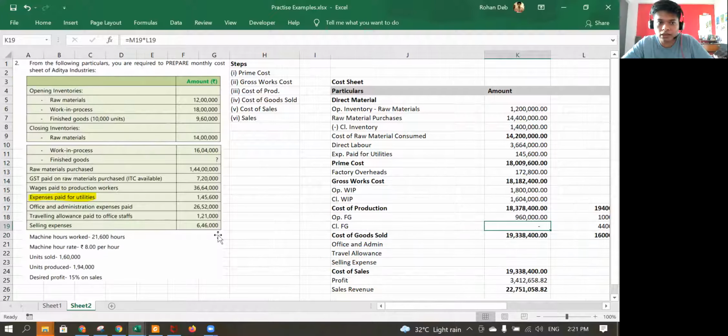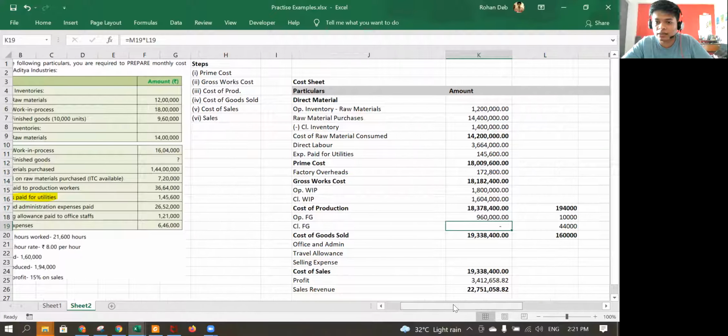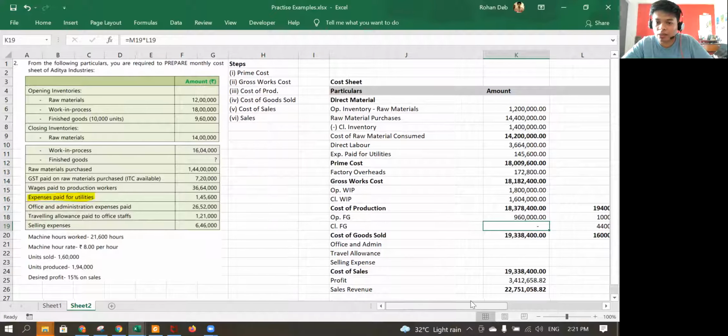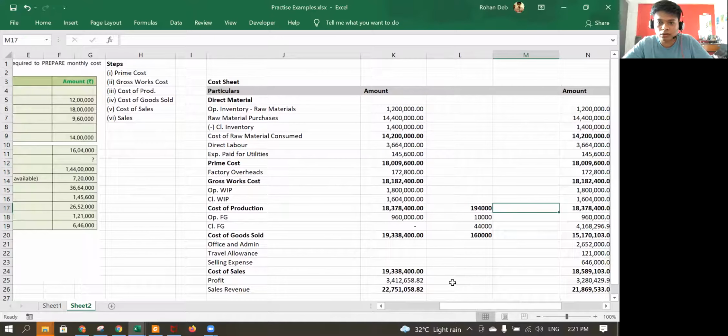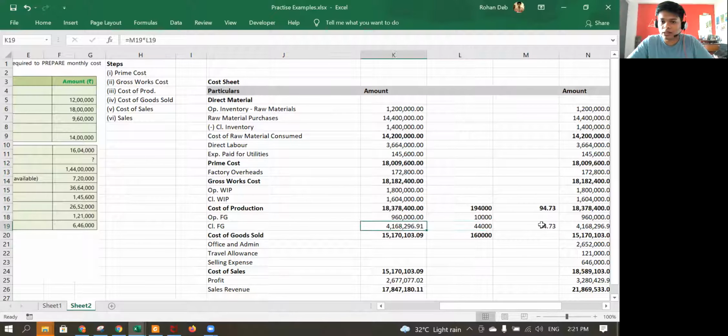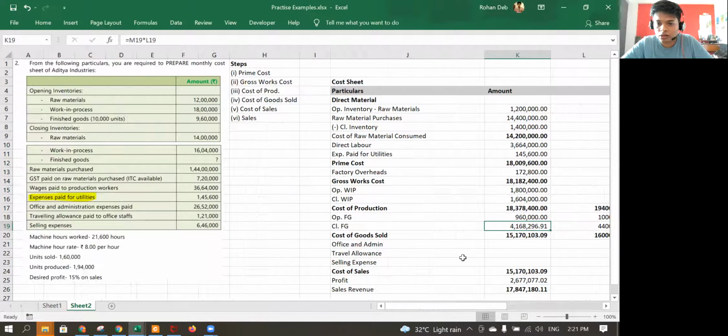Now, how will you value this? The valuation of finished goods is not given in the question. How will you value it? You will value it assuming the FIFO rate. You will value it at the cost of production rate. So how to calculate that? It's equal to this divided by the number of units, 94.73. You'll put the same rate over here and multiply it by the number of units and you'll get the closing stock. You remove the closing stock from this and you'll get the cost of goods sold. So this is the cost of the goods sold.